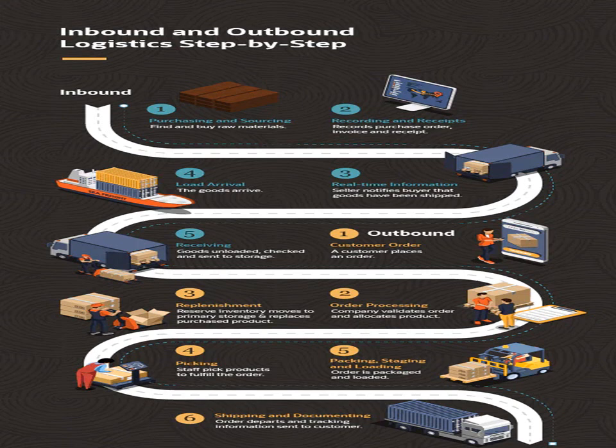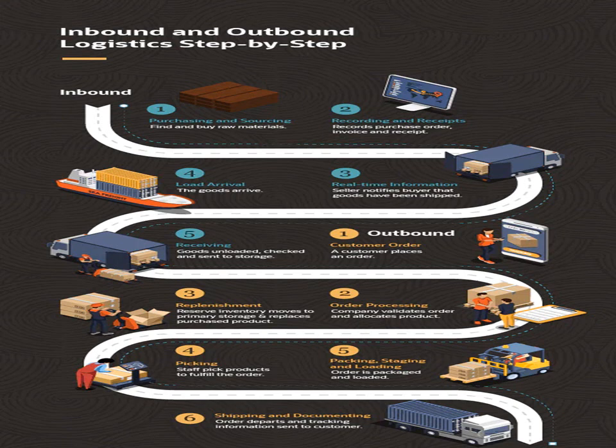In inbound, the first step is that we find and buy the raw material, that's called purchasing and sourcing. In the second step, we record the purchase order, invoice, and receipts. This is called recording and receipts. The third step is the seller notifies the buyer that goods have been shipped, which is called real-time information. Then the fourth step is when the goods arrive, this is called load arrival. The last step in inbound logistics is when you receive the goods, check them, and send them to storage.